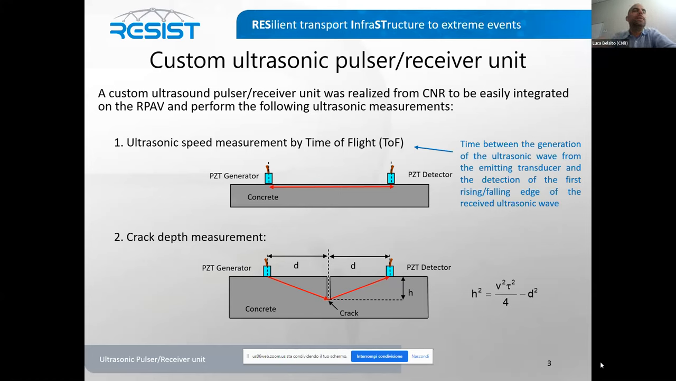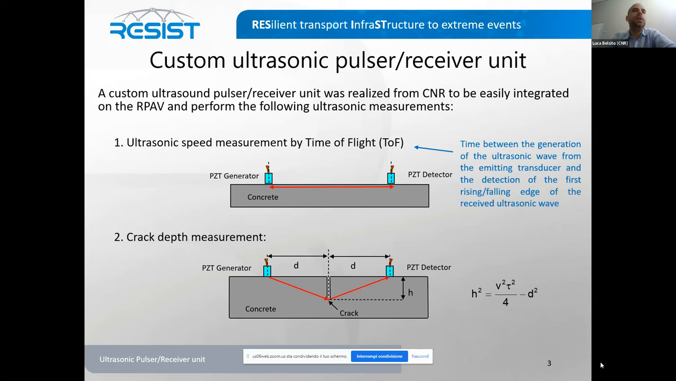For the ultrasonic measurement, we use two piezoelectric transducers, one for the emission and one for detection. And we measure the time between the emission and detection. Once we know the distance between the transducers, this kind of measurement allows us to determine the ultrasonic speed. With this kind of measurement, we can also determine the depth.